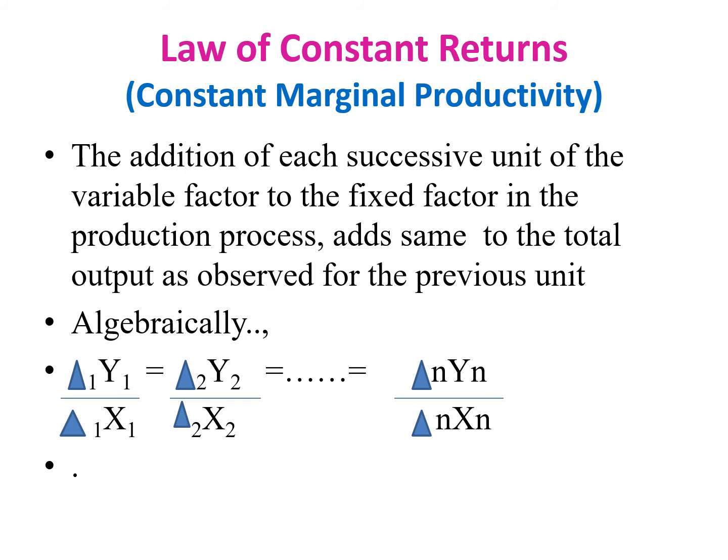Algebraically, this can be expressed as delta 1 y1 upon delta 1 x1 is equal to delta 2 y2 upon delta 2 x2, and it's continuous till the production process, that means up to delta n yn upon delta n xn.